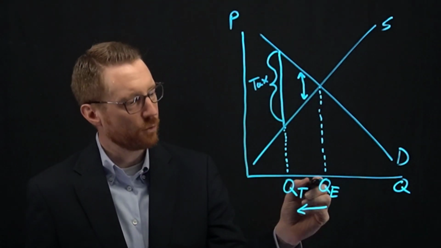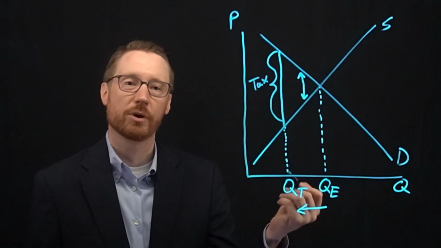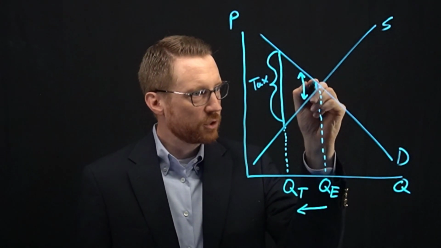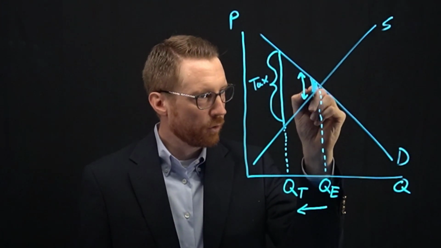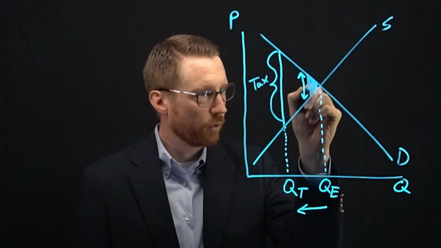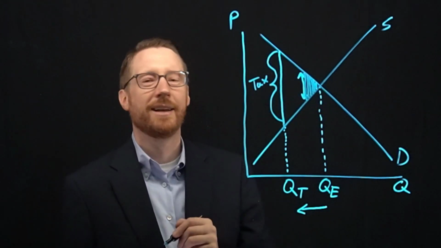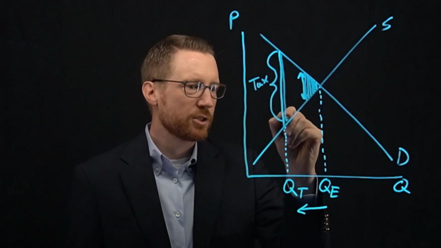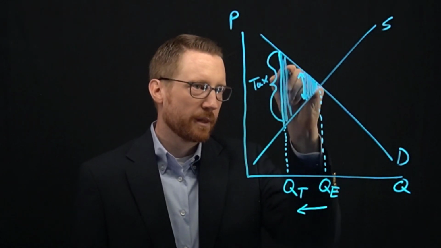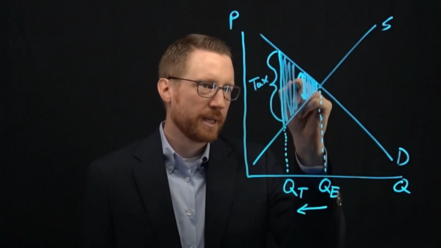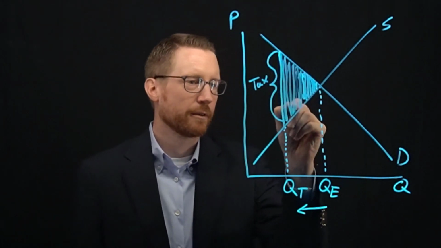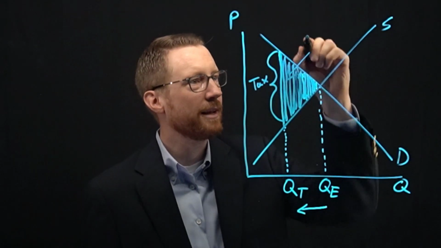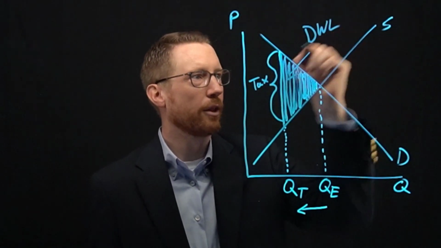So what happens when the quantity of trade is reduced? Well, that means now we don't get the gains from this trade, or this trade, or this trade, or this trade, or this trade, or this trade. I bet you see the pattern now, right? All of these trades that have disappeared means that all the gains from those trades have disappeared as well. And that is our deadweight loss.